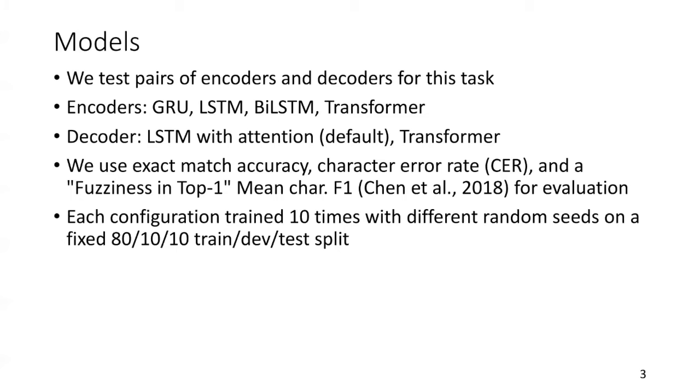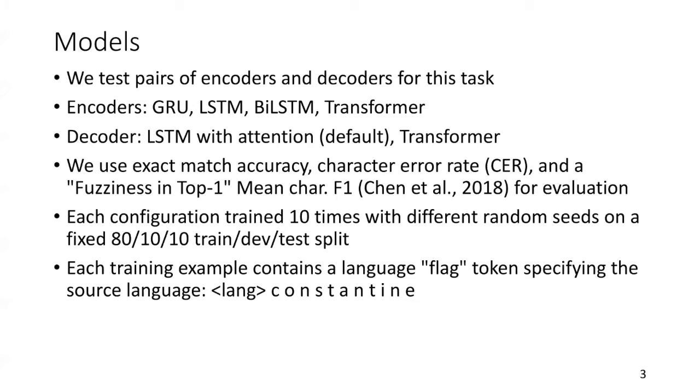For each configuration of encoder and decoder, we trained it 10 times with 10 random seeds and evaluated on a fixed 80-10-10 train, dev, test split that matches what Wu and Yarowsky used. Each training example contains a language flag token that specifies the source language. So if we were transliterating Constantine, it would look like this, and then we would have the source language in brackets there.